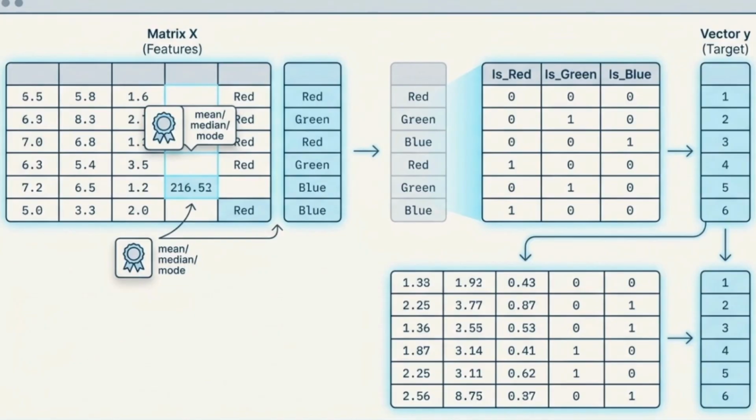Categorical data like color names can confuse a model. If you assign numbers to red, green, and blue, the model assumes blue is mathematically larger. One-hot encoding solves this by creating a new binary column for every category using only ones and zeros.